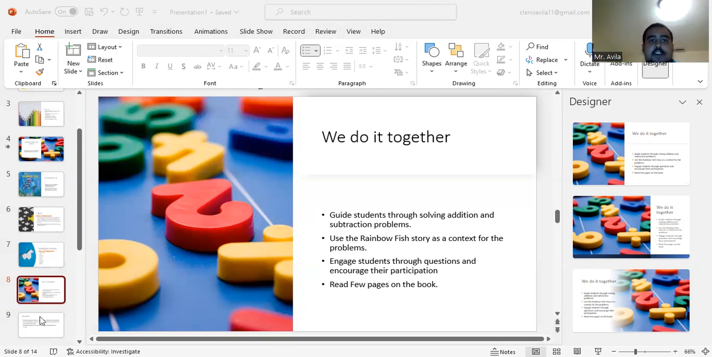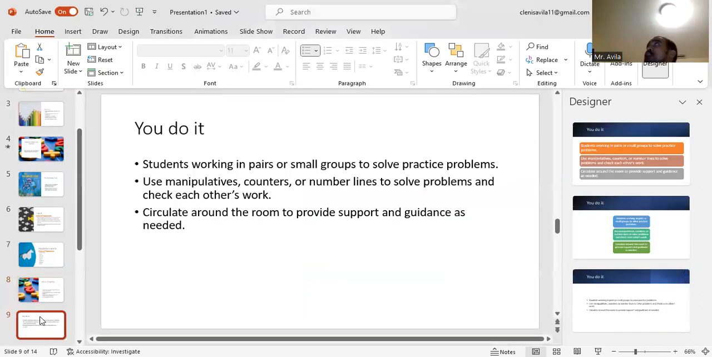You do it. So I want you to pair up with a partner. If you don't have a partner, please, boys and girls, raise your hand so I can pick you a partner, or you can work in a group of 3.